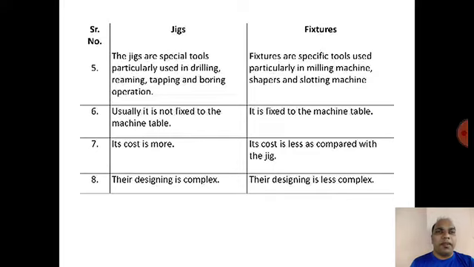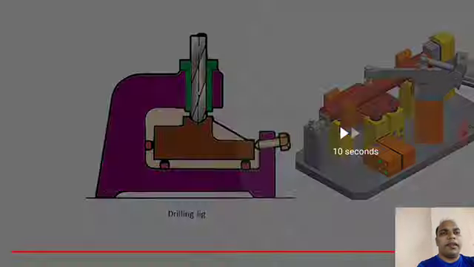Whereas in fixtures, the designing is less complex. It has to serve only two purposes. Firstly, it has to give space to the workpiece. Second, it has to locate the component, but it does not have to guide the tool. Therefore it has a less complex structure, and therefore the designing is less complex.